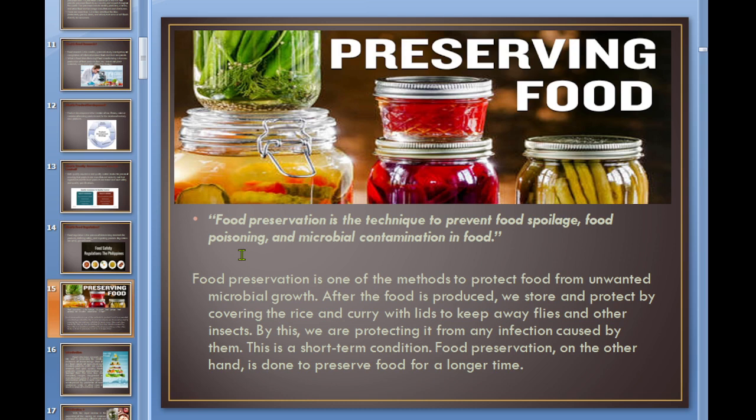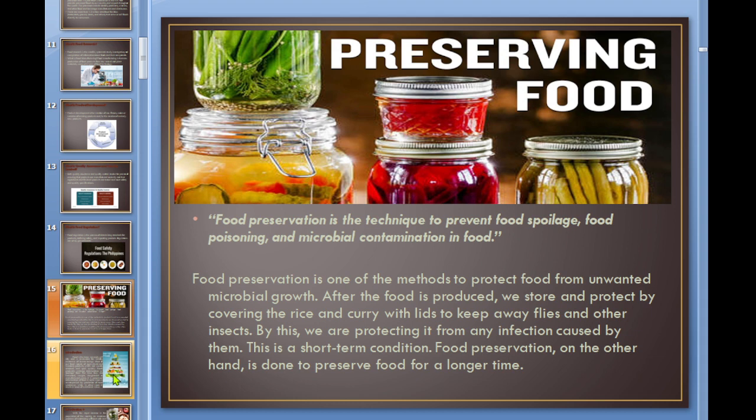Because once the food is already contaminated, its lifespan will not be long because it will spoil. Okay? Food preservation is one of the methods to protect food from unwanted microbial growth. After the food is produced, we store and protect it by covering the rice and curry with lids to keep away flies and other insects. Okay, that is cross-contamination. How can we prolong its life if we do not perform it properly? What will happen is the food will spoil.